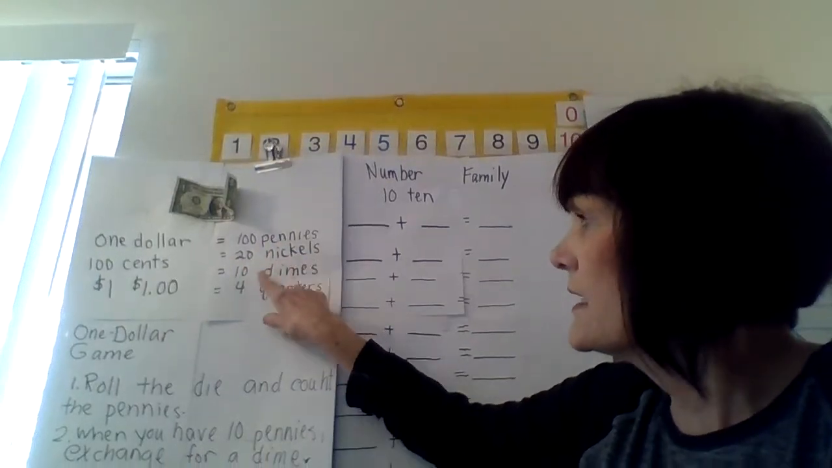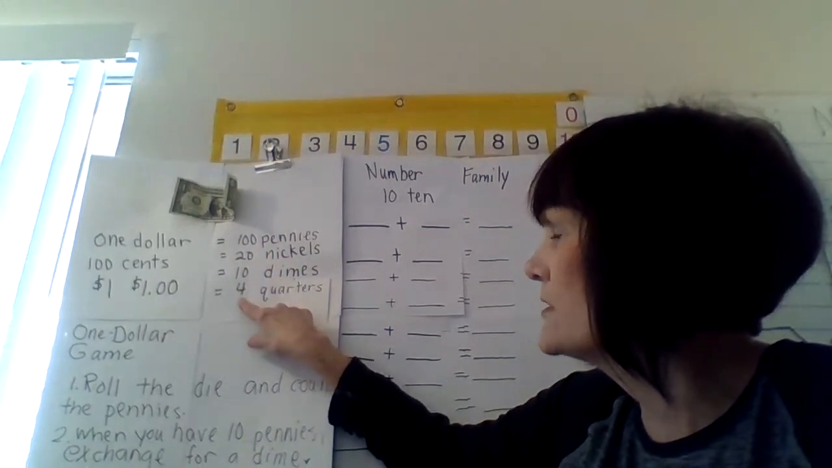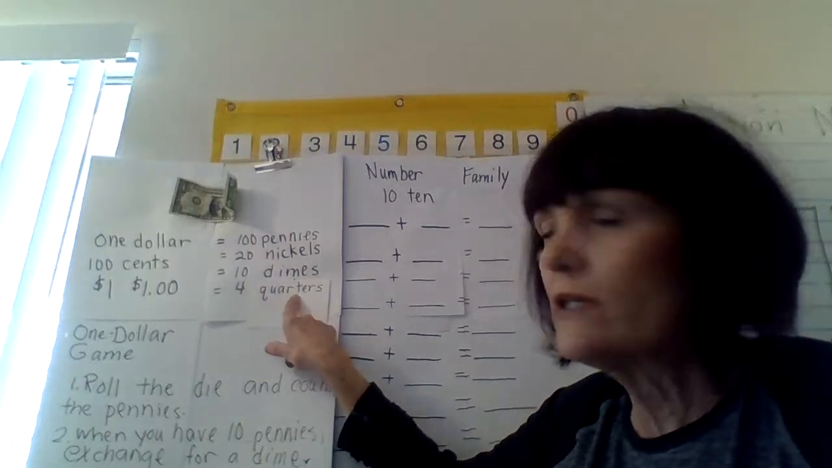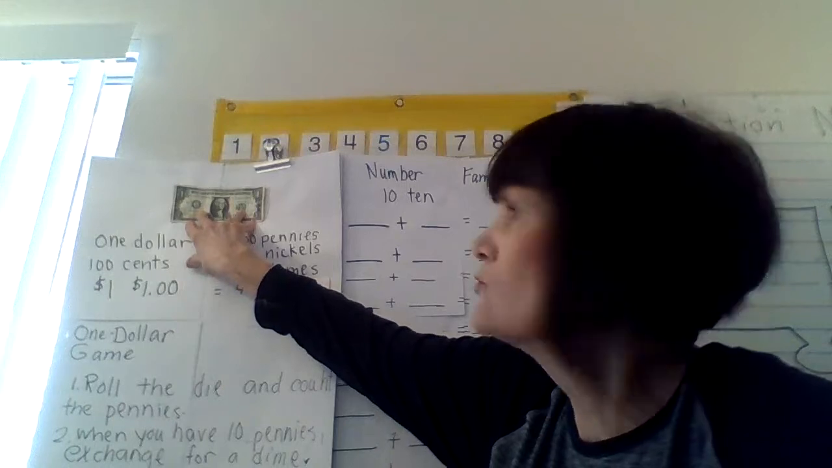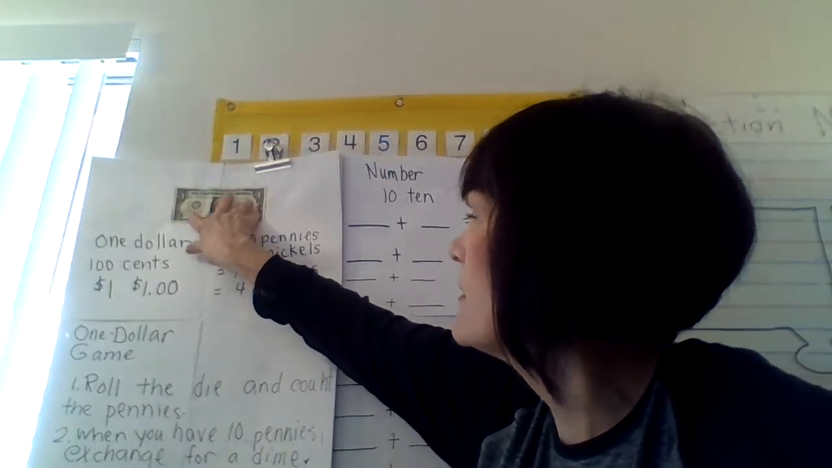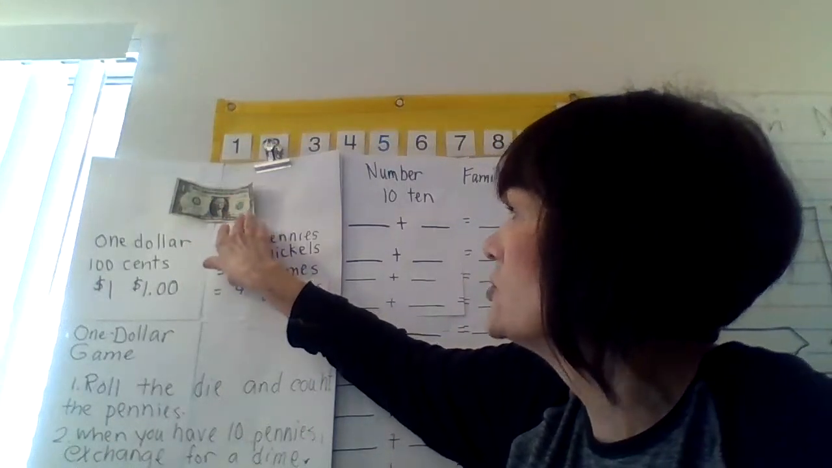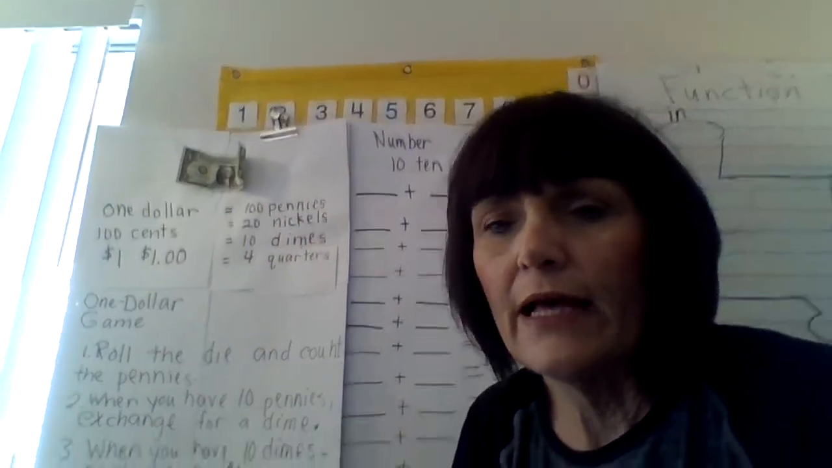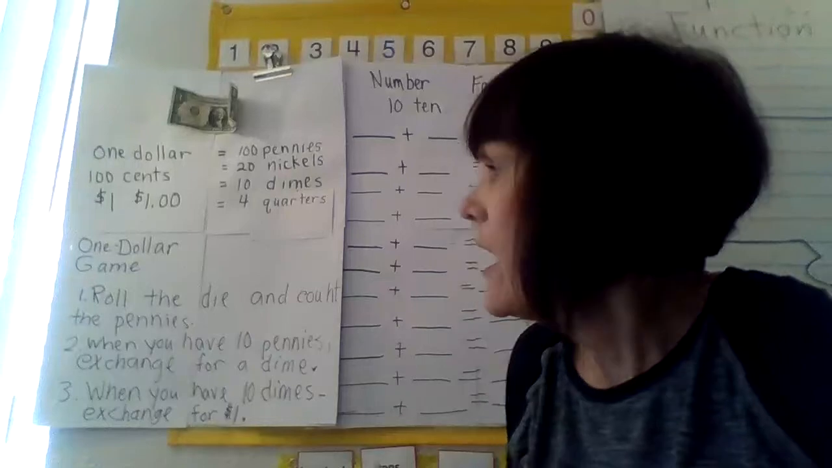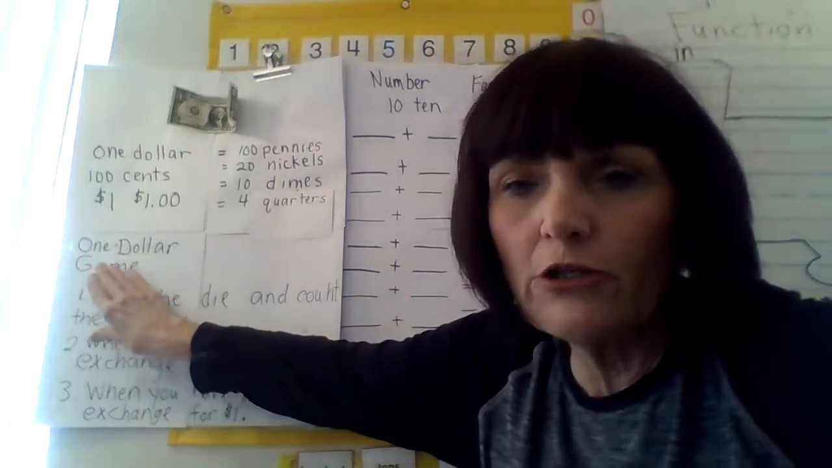100 pennies equals $1. 20 nickels equal $1. 10 dimes equal $1, and 4 quarters equal $1. If you have a magnifying glass at home, you could look at George Washington and find all of the things that are on $1.